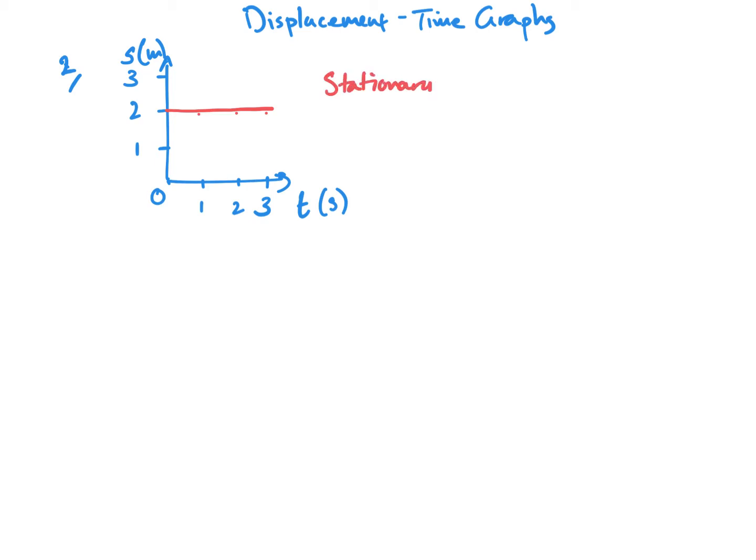And it doesn't actually matter whether that was 1 meter, 2 meters, 3 meters, whatever. If you have a flat line in a displacement time graph, then the displacement isn't changing, the object is stationary.